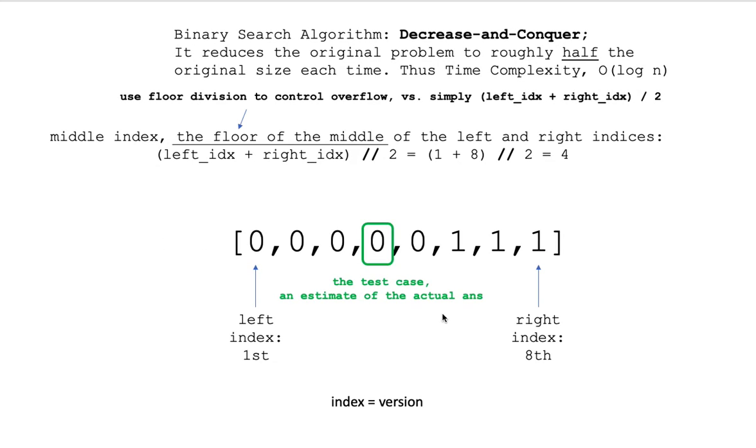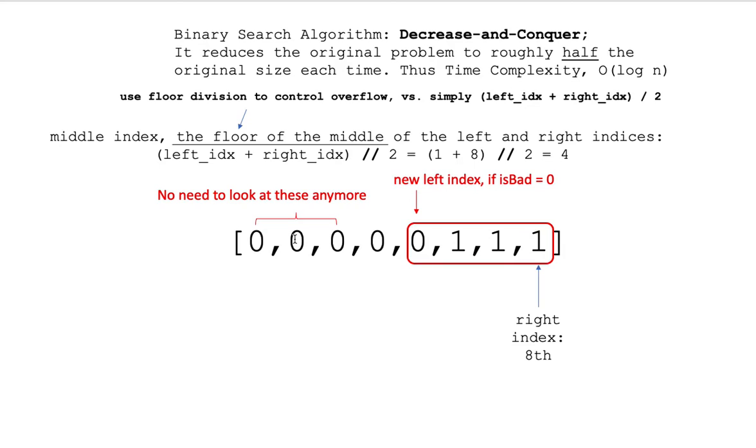What do we mean? Well, consider this test example with a number of versions, and we use two indexes to point to the first version and the last version. Here the index also means the version. And we want to cut the versions in half by testing the middle version to see if it's a bad version or not. In this case, it's not a bad version.